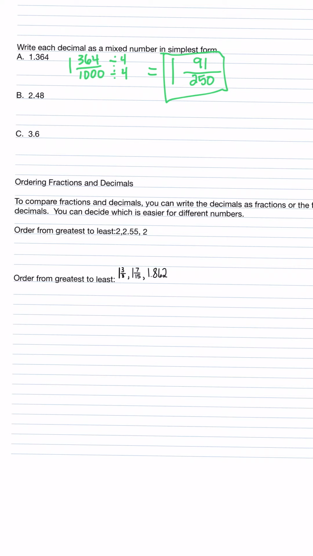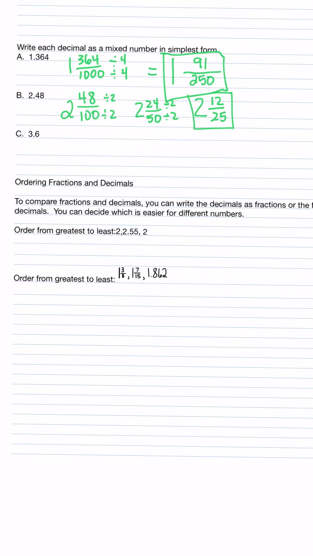Okay, the second one, you are going to have 2, and then it is 48 hundredths. So 48 over 100. And so we could start by dividing by 2. Whatever you do to the top, you do to the bottom. So we have 2 and 24 over 50. Oh, and that looks like it can be divided by 2 again. So we should have divided by 4 to start with. So then we have 2 and 12 over 25. That cannot be divided any smaller.